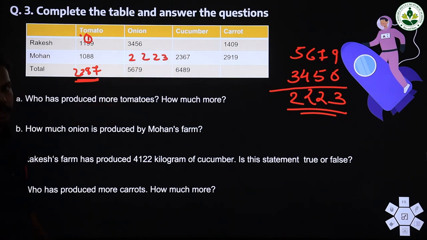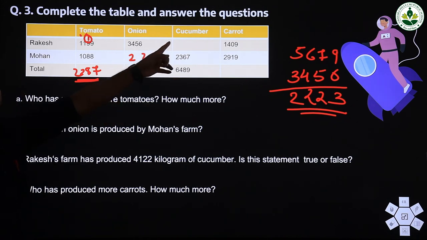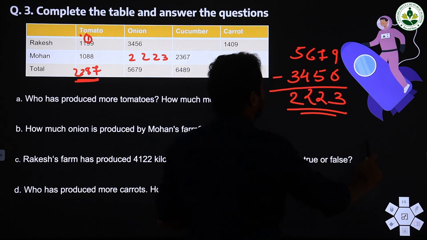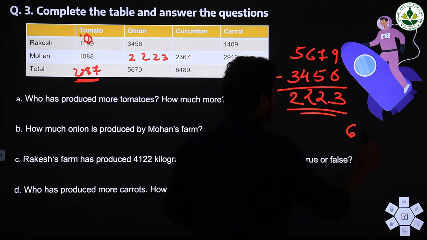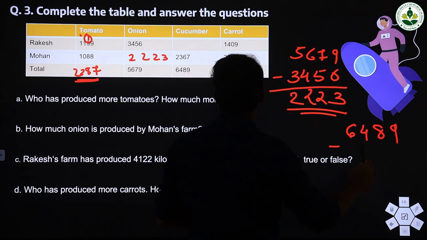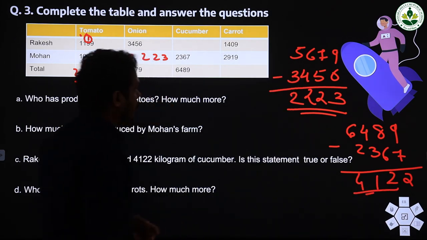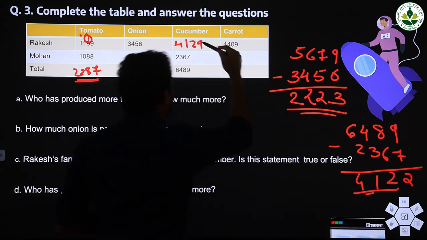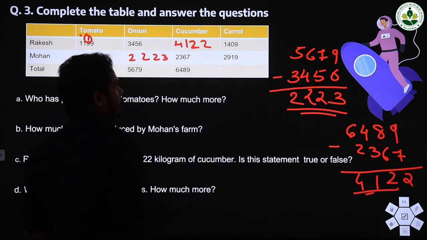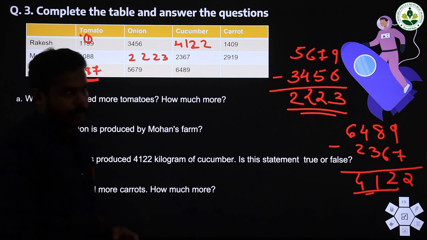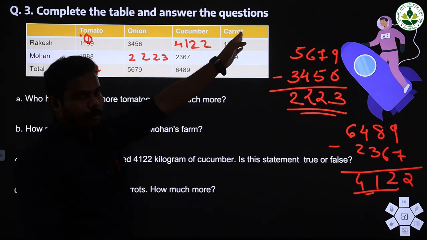Then the third column. Here also there is a missing number. We need to find the first number. The total is given and one number is given. We need to find the other number. For that, we use subtraction. Subtract one number from the total, 6489 minus 2367. 9 minus 7, that is 2. 8 minus 6, 2. 4 minus 3, 1. 6 minus 2, 4. The answer is 4122. That means Ragesh produced 4122 cucumbers.